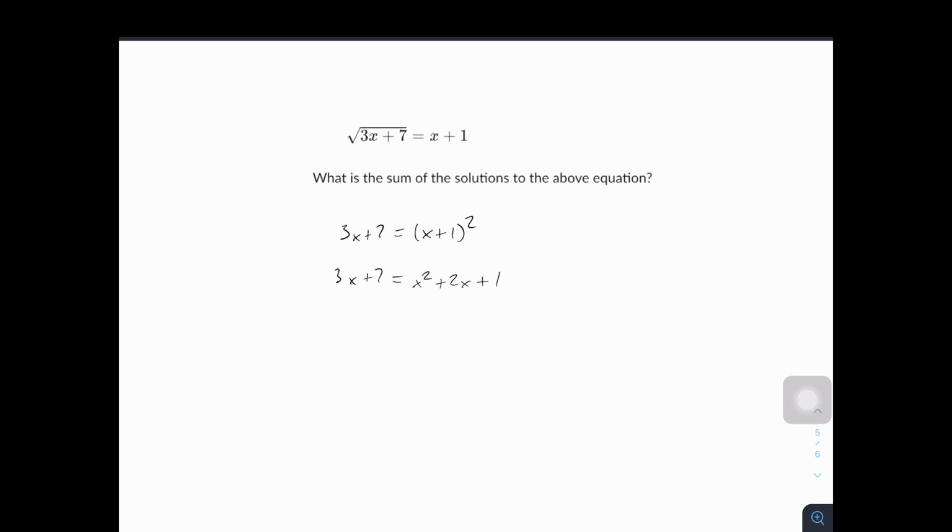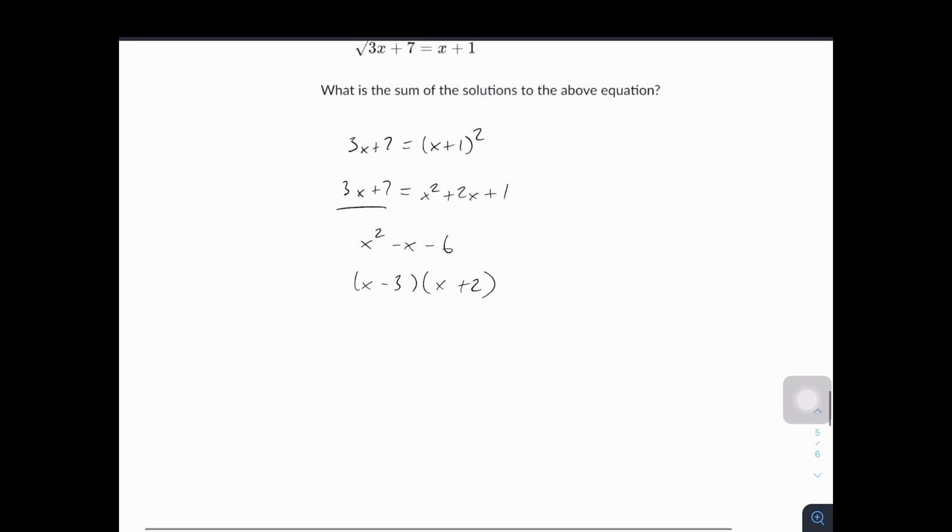Now we need to move everything to one side, so let's move 3x plus 7 to the right side. When we do that, we get x squared minus x minus 6. Now we need to factor this to get the solutions. So we get negative 3 and positive 2. So x minus 3 times x plus 2. The two solutions to this equation are positive 3 and negative 2.